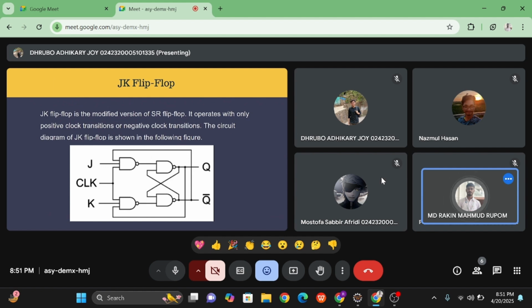My topic is the JK flip-flop. The JK flip-flop is a modified version of the SR flip-flop. It operates with only a positive clock transition or a negative clock transition. The circuit diagram of the JK flip-flop is shown in the following figure.